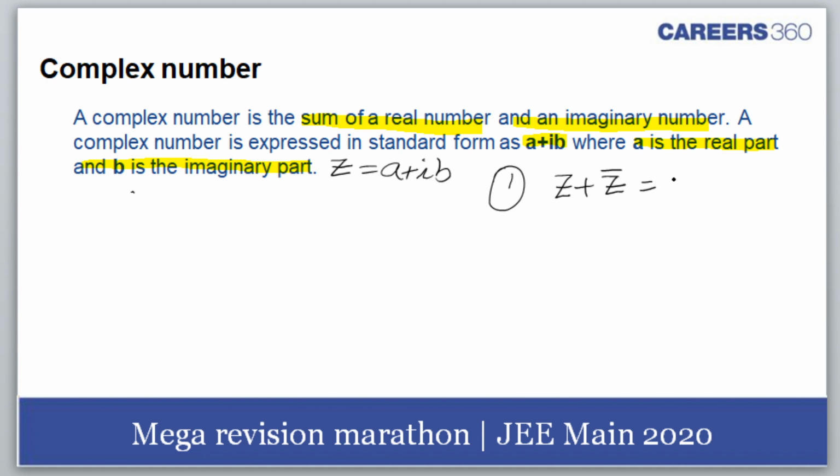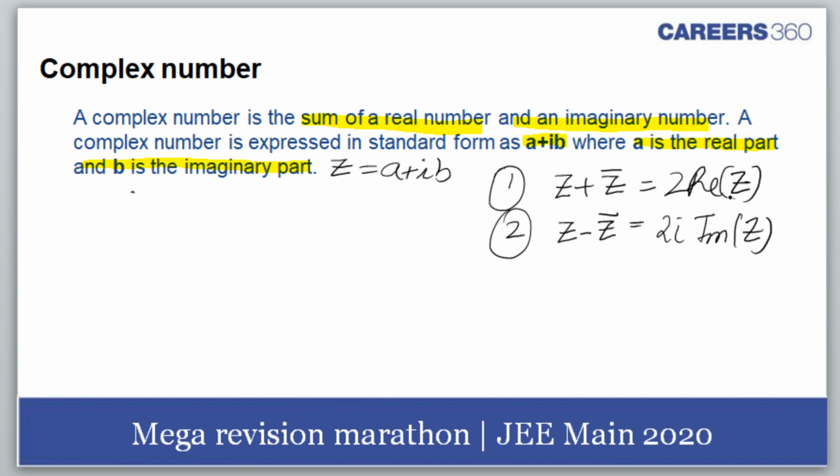Sudha. So z plus z conjugate is twice the real part of z, है ना? And second, z minus z conjugate is twice iota times the imaginary part of z. When I say real part of z, I mean a. When I say imaginary part of z, I mean b. Okay? So that's what I wanted to express here.